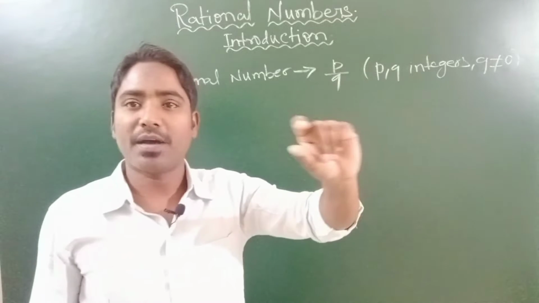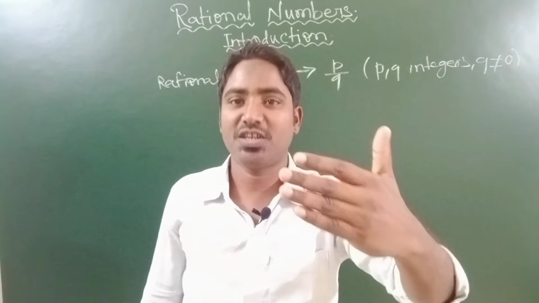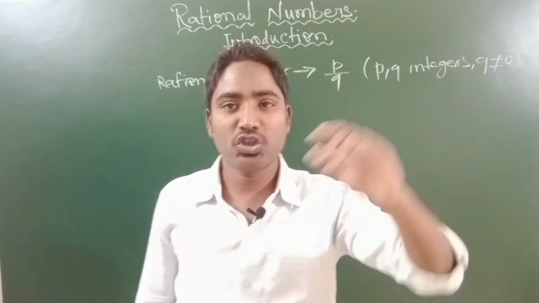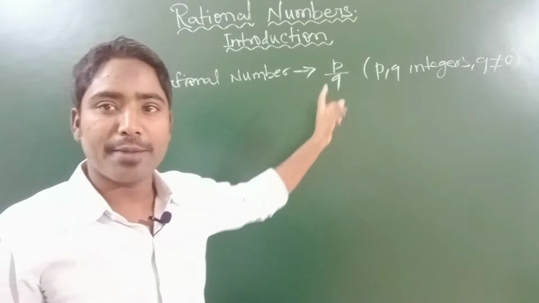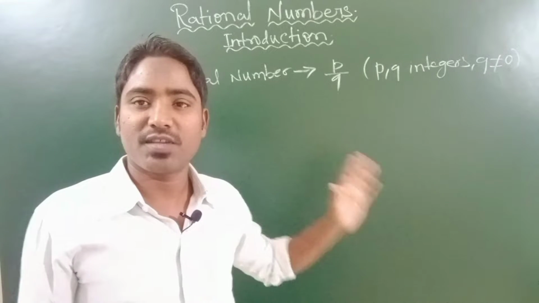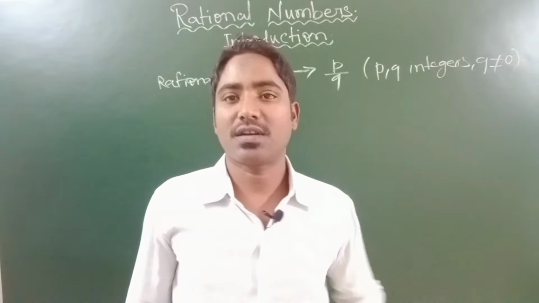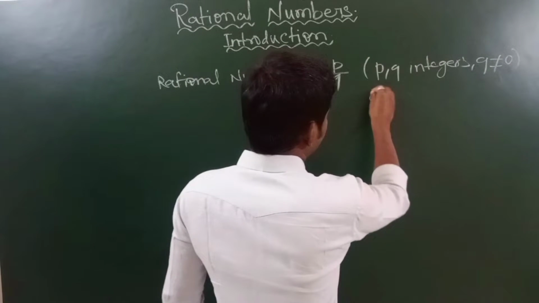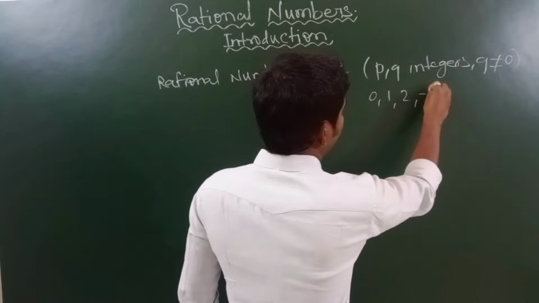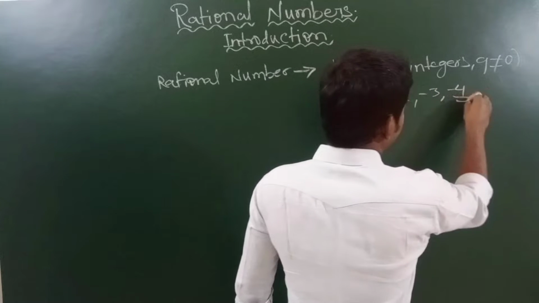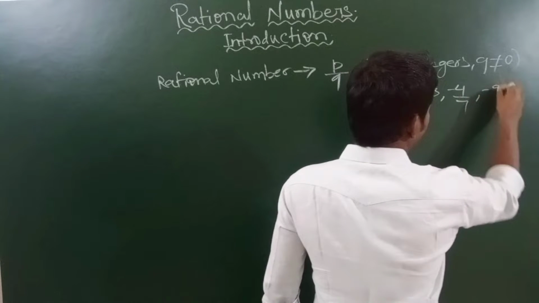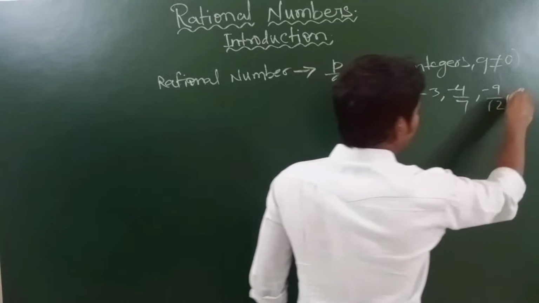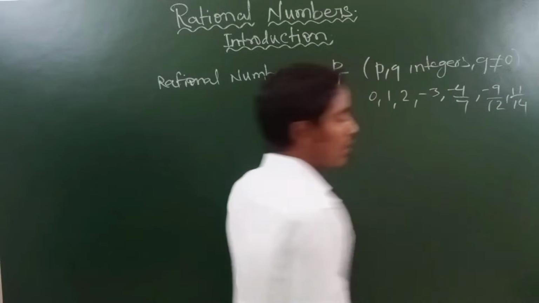So any number which can be expressed in the form of P by Q, where Q is not equal to 0 and P and Q are integers, such type of numbers are known as rational numbers. Like here, 0, 1, 2, minus 3, minus 4 by 7, minus 9 by 12, 11 by 14. These all are rational numbers.